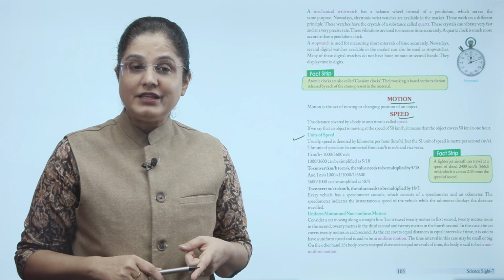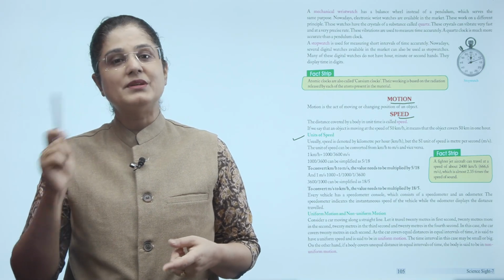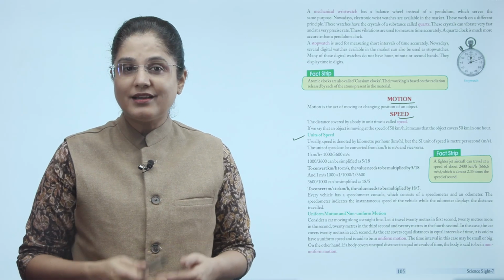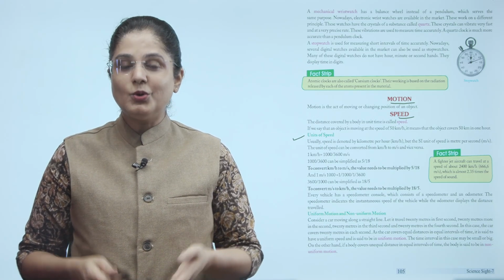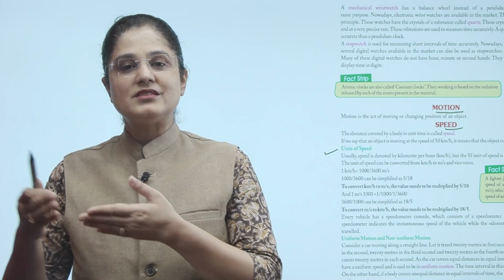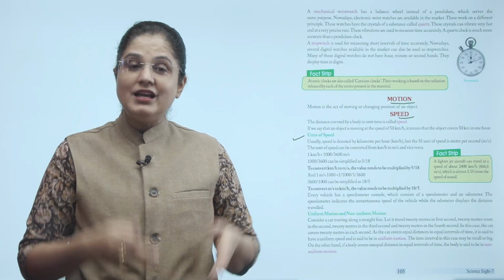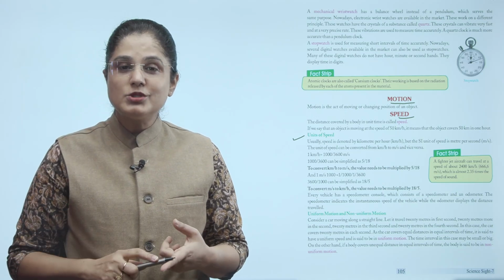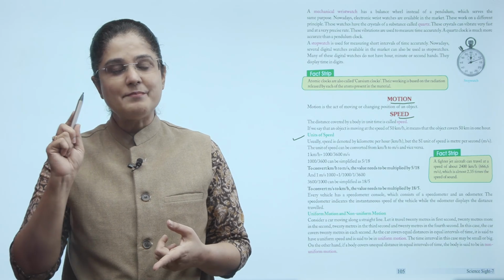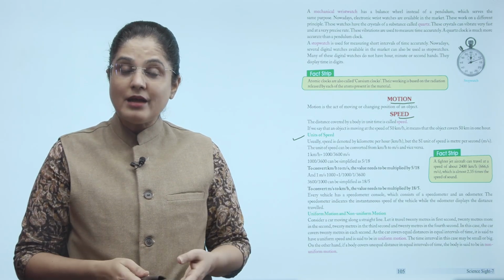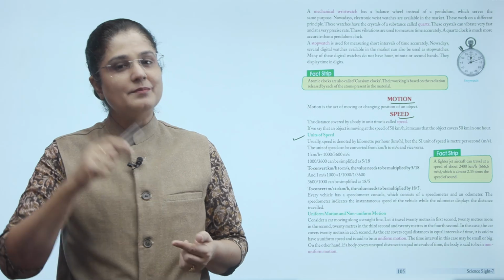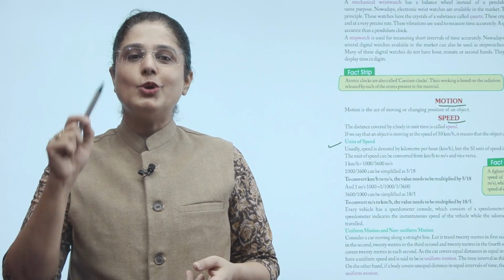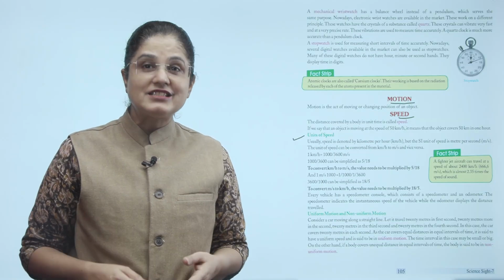कैसे? 1 kilometer per hour is equal to 1000 upon 3600 meters per second. और सिंप्लीफाइड वे में क्या हो जाएगा? 1 kilometer per hour is equal to 5 divided by 18 meters per second. तो अगर हमें किलोमीटर पर आवर को मीटर पर सेकेंड में कन्वर्ट करना है तो हम उस वैल्यू को 5/18 से मल्टीप्लाई कर देंगे. और अगर हमें मीटर पर सेकेंड को किलोमीटर पर आवर में कन्वर्ट करना है तो हम मल्टीप्लाई करेंगे 18/5 से.